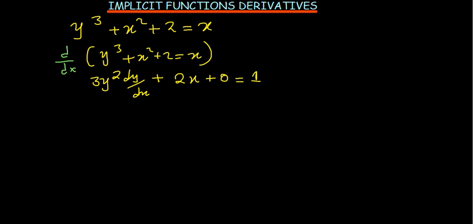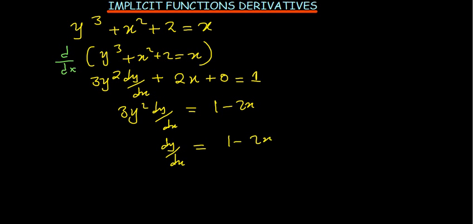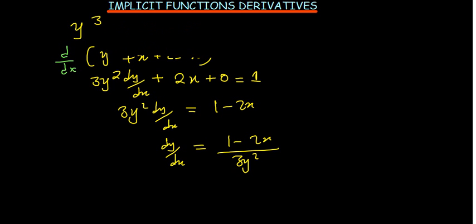At this point, I'm going to take everything that doesn't have dy over dx to one side. That is going to give us 1 minus 2x. Therefore, dy over dx is going to be equal to 1 minus 2x divided by 3y squared. That is going to be the derivative. Let's look at another practice question.